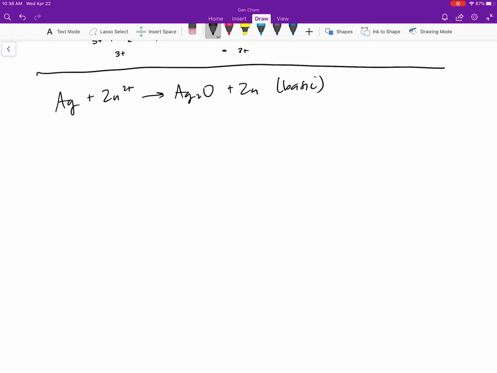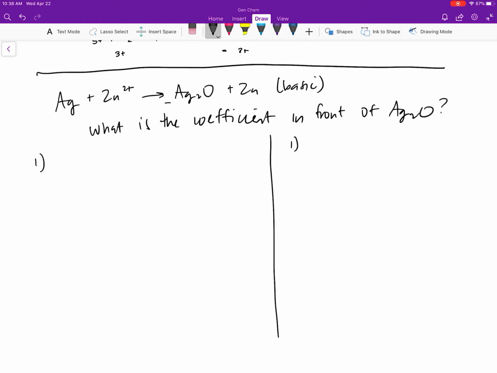And the question that I'm asked is, what is the coefficient in front of Ag2O, silver oxide? Okay, so I'm looking for what's the coefficient when this is all balanced. So pause here and go ahead and separate your equation into two halves, and then come back.